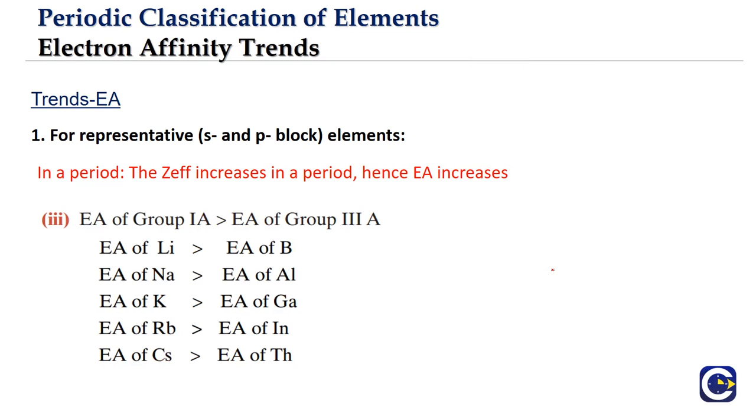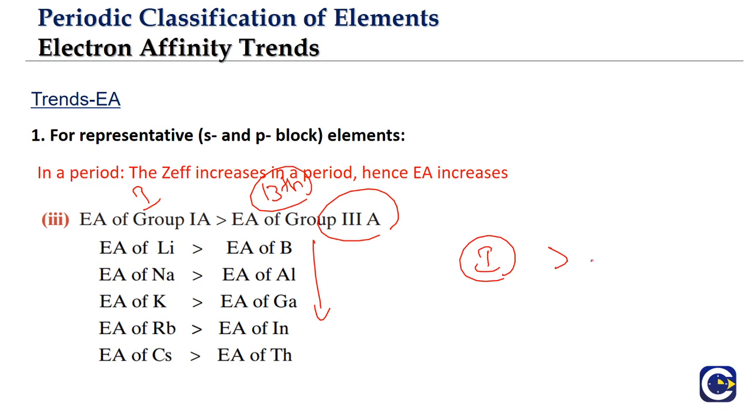Now the electron affinity of 1A will be even more than the electron affinity of 3A. 3A means the boron family. In the modern numbering we call it the 13th. 1A means the first group. We already know the first group is more than the second group, which we have discussed. So the 1A group will not just be more than the second group, it will be even more than the 3A group or 13th group.